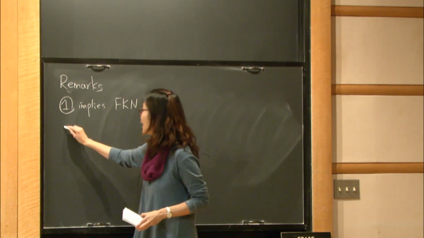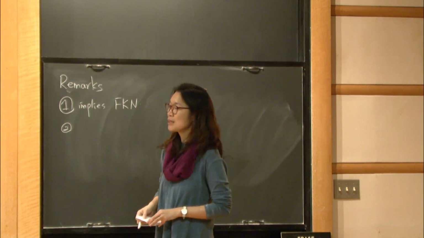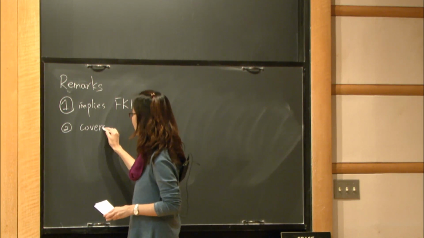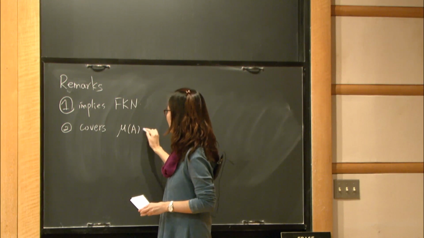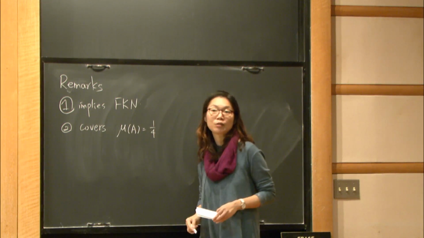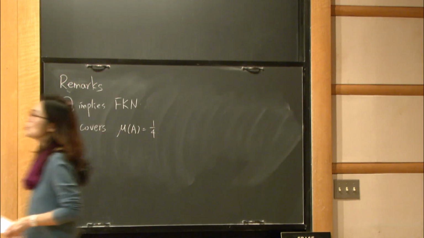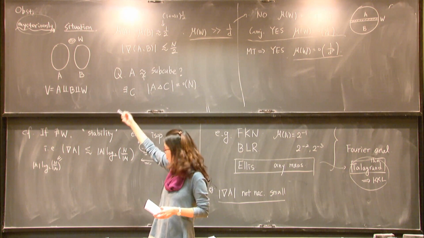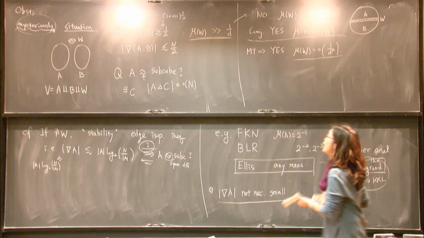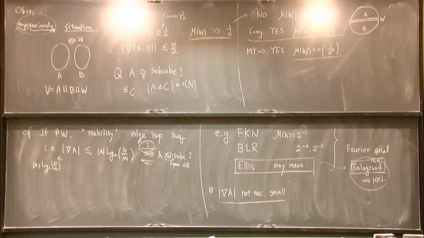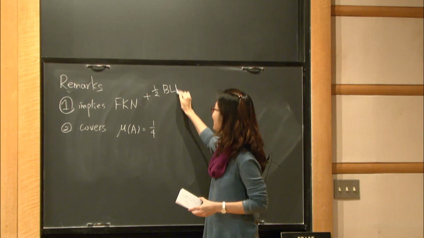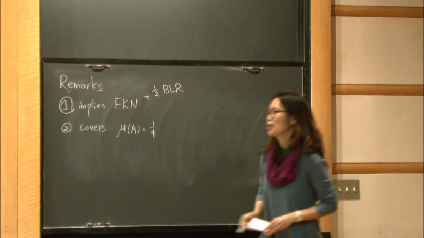And second, our result actually gives something stronger, meaning that our result covers mu of A equal to a quarter because of the tightness. Here we assumed A is of measure half, but even in the case where the measure of A is a quarter, we can get something similar. And this means that our result implies FKN and half of BLR. So we cover this case.